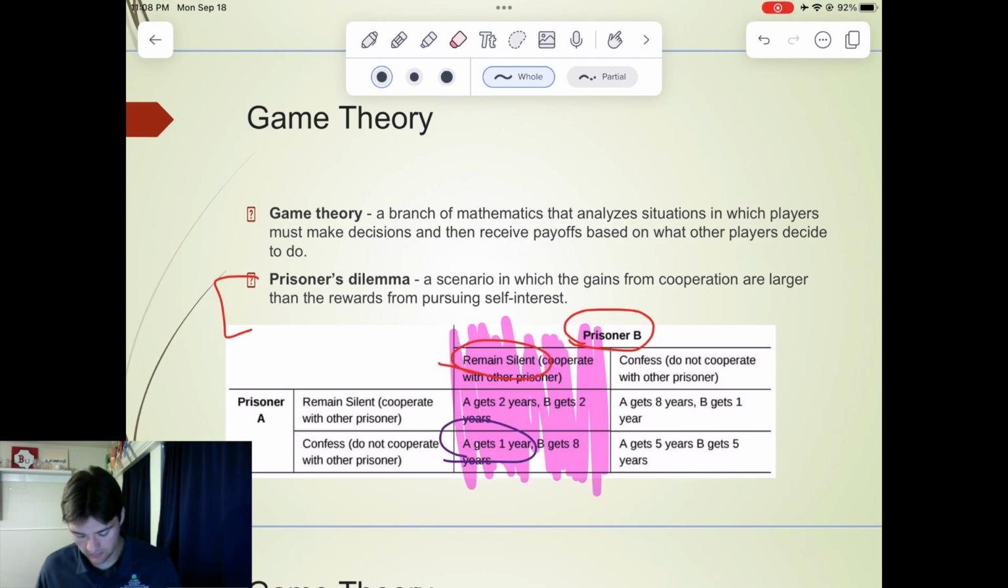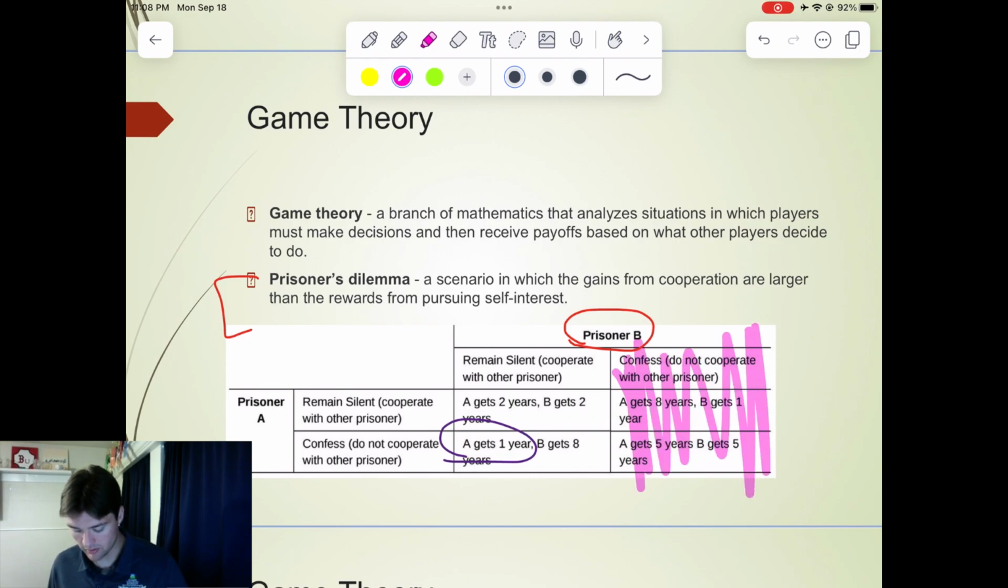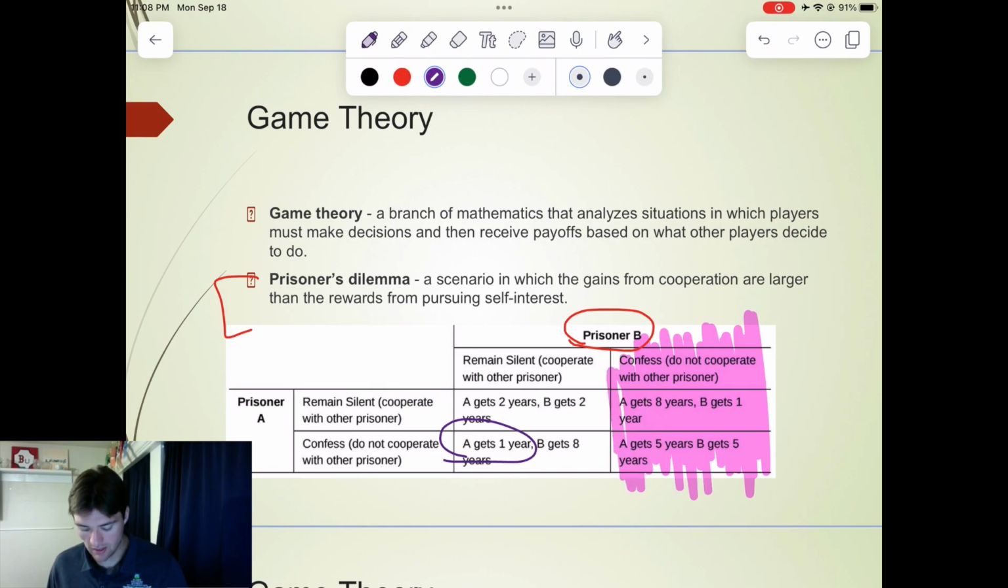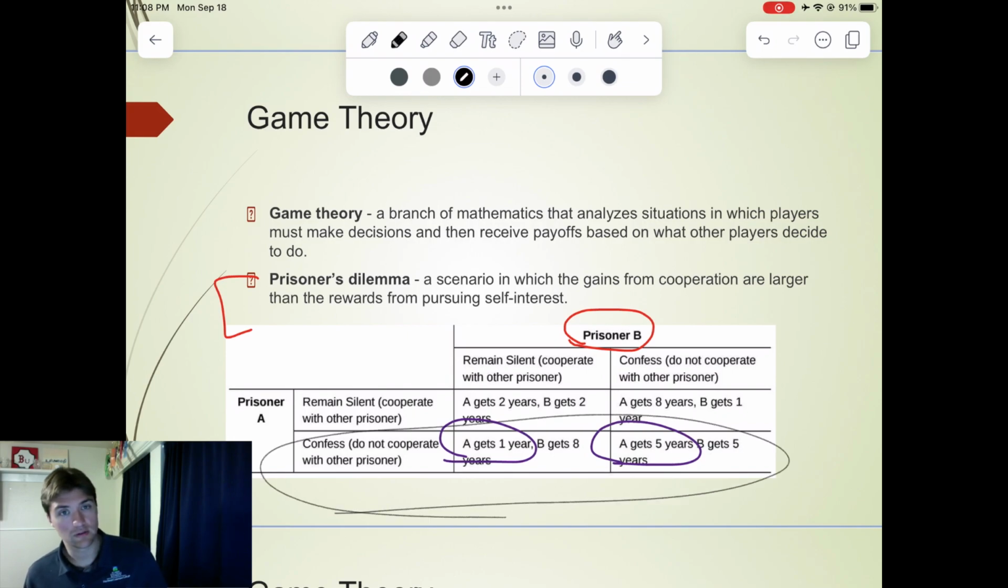Now, what if B were to confess? What would be better over here? Well, if B were to confess, then A could get 8 years or they could get 5 years. And obviously it's better for prisoner A to get 5 years, and so that would be to confess. So in either situation, A would confess to the crime, and that is their better choice.